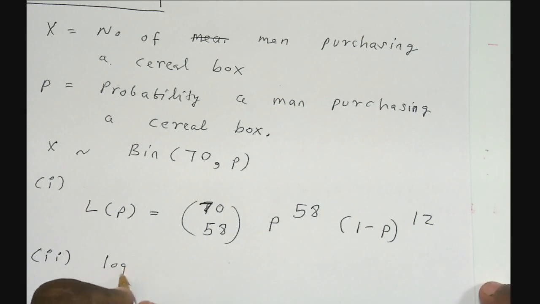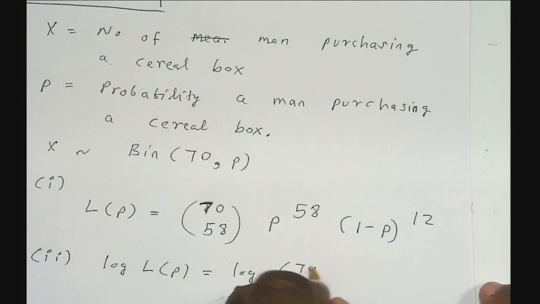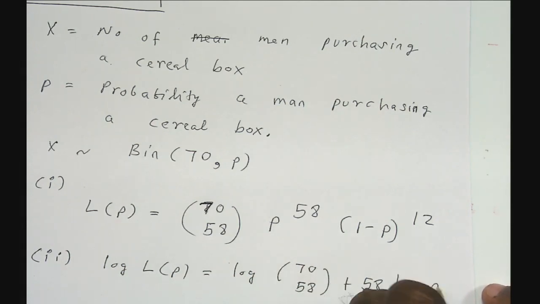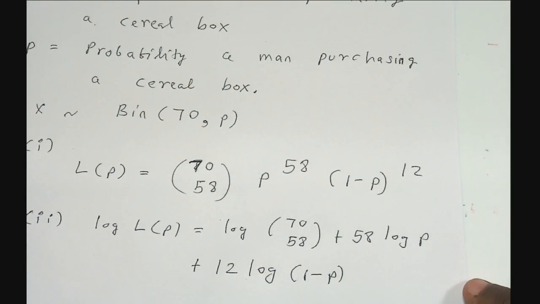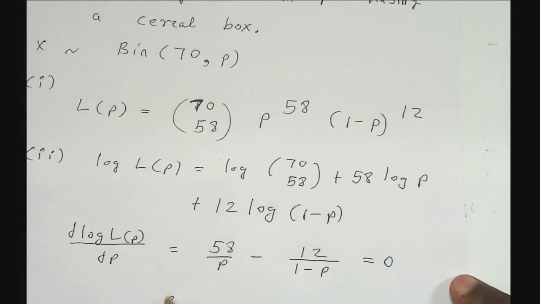The second part of the question was to find the MLE of P, and to do that, you know the procedure to follow. Take the log, so it will be the log of the likelihood, and take the derivative, set this to 0 and solve for P. You will get P hat equal to 58 by 70.